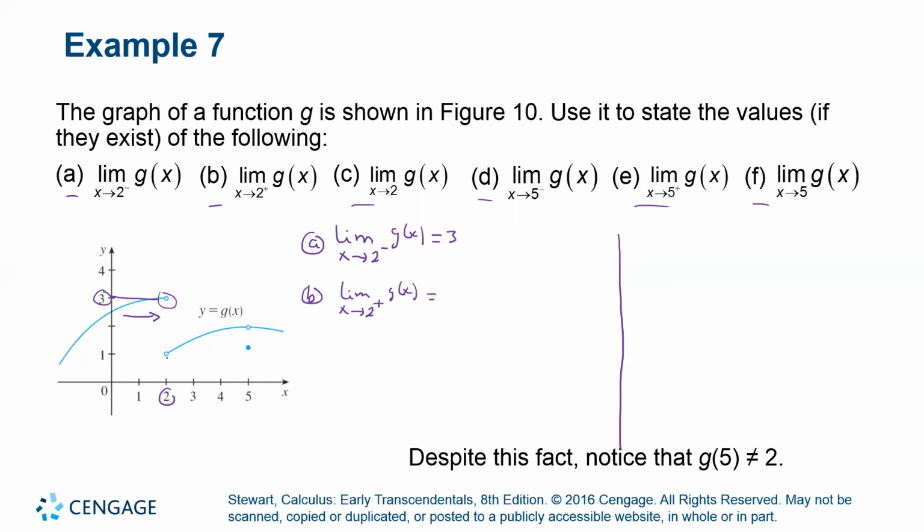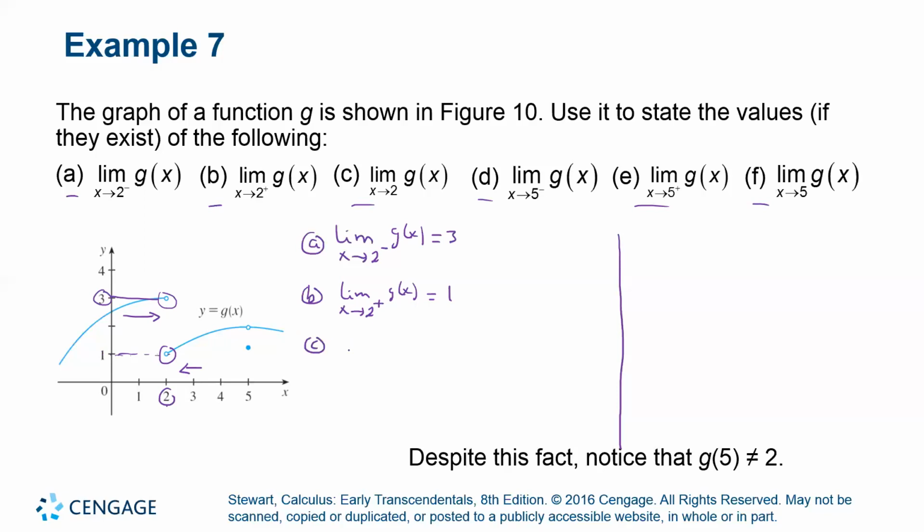Now for B, the limit as x approaches 2 from the right of the same function. What is it equal to? There's a jump here. This is the value that we are considering. It's the same 2, but we are approaching 2 from the right, and the function value in this case is approaching 1. So that is equal to 1.